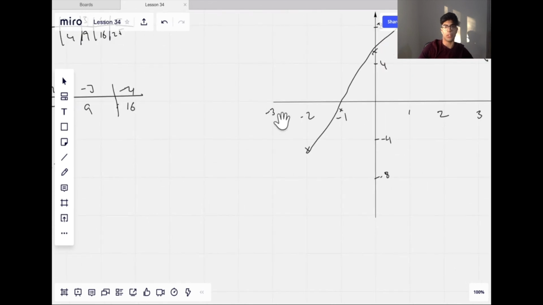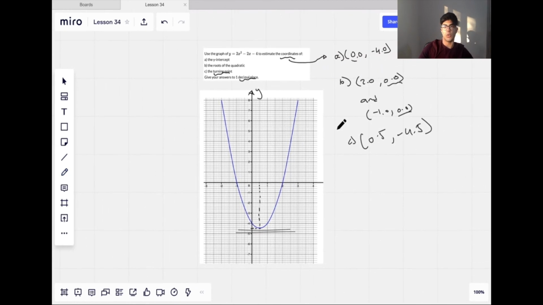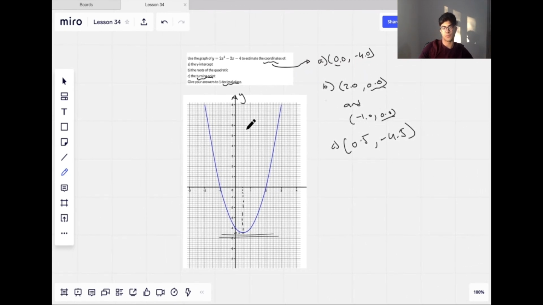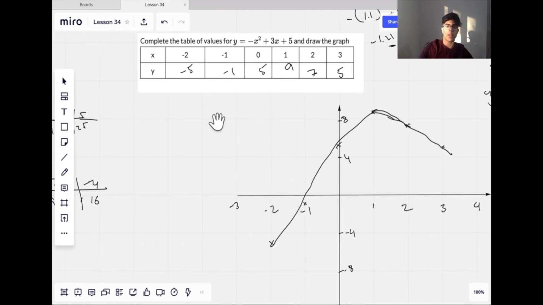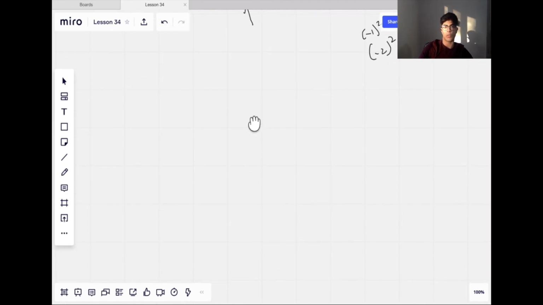Let's just go to an example here. The roots are when it's the x-intercept, right? And the x-intercept, we know, is when the y-coordinate is 0. So we have to find that value of x for which the equation of the quadratic equals 0.